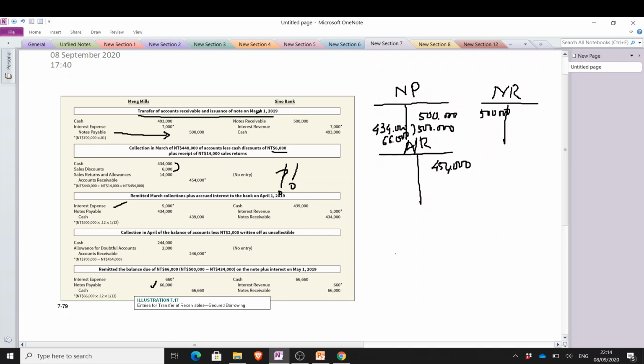So you can see here that there should be notes receivable recorded here on April, deducted with 434,000, and then again on May 1 as much as 66,000. So it equals 500,000. So the balance now is 0. The same with this one, the balance now is 0.